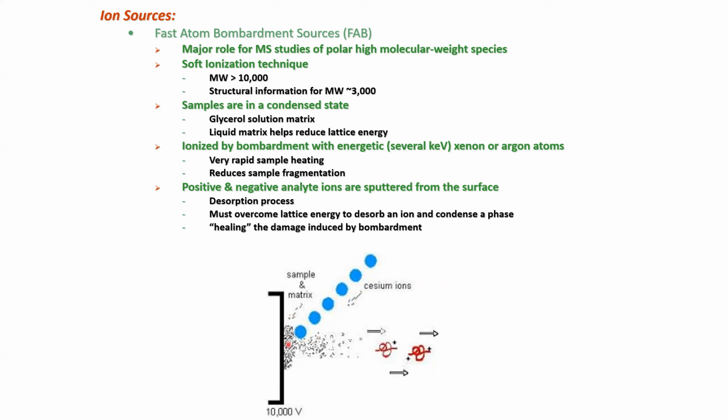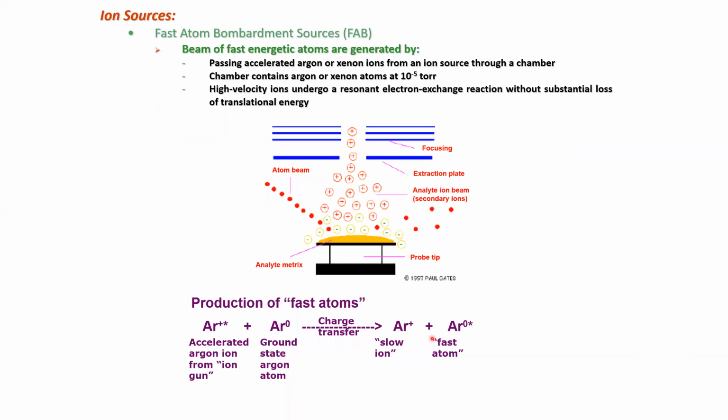So you can see here the sample matrix is bombarded with these high energy cesium atoms or ions, and then this produces what we need for our analyzing of the masses. So during FAB, there's a beam of fast energetic atoms which are generated by passing accelerated argon or xenon ions from an ion source through a chamber. The chamber contains argon or xenon atoms at 10 to the minus 5 torr, and high velocity ions undergo a resonant electron exchange reaction without substantial loss of translational energy. So there's going to be a production of fast atoms.